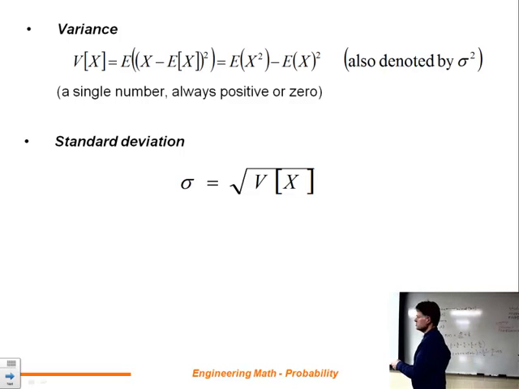This is a single number associated with a random variable. It's always positive or 0. And the only time it's 0 is if the random variable is constant. It gives you the same number every time. Just like with the sample variance, the units of the variance are the square of the units of the random variable. So if x is in inches, V of x will be in square inches. So to get it back into inches, we'll take the square root of the variance. We call that sigma. That's called the standard deviation, just as before.